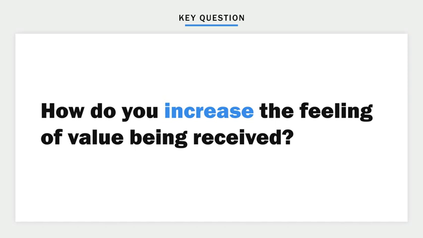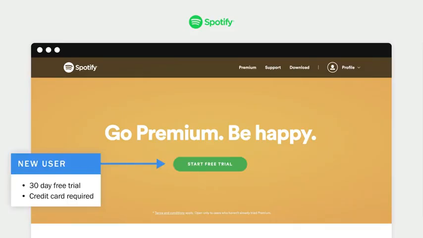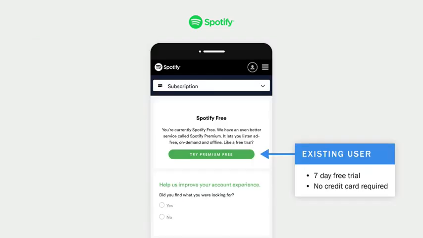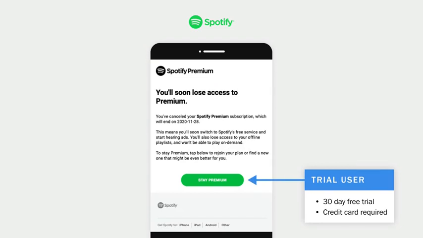Well, let's take a look at an example of Spotify. They've got a few different things going on depending if you're a free user, a returning user, or a number of other components. So if you're a new user, you might get an offer similar to this. You get a 30-day free trial, but a credit card is required. You could also get an offer similar to this. If you're already an existing free user, you'll get a 7-day free trial, but no credit card required. Or if you've already done a free trial, but gotten to the end of that free trial, they might offer you an extension of a 30-day free trial, but they then require the credit card at that point.